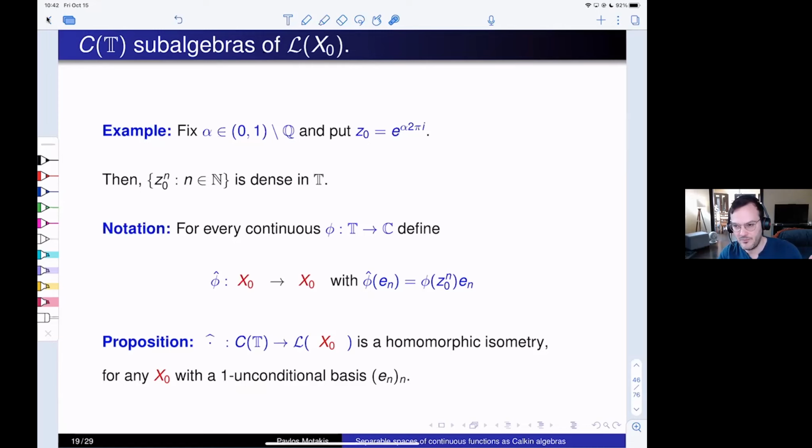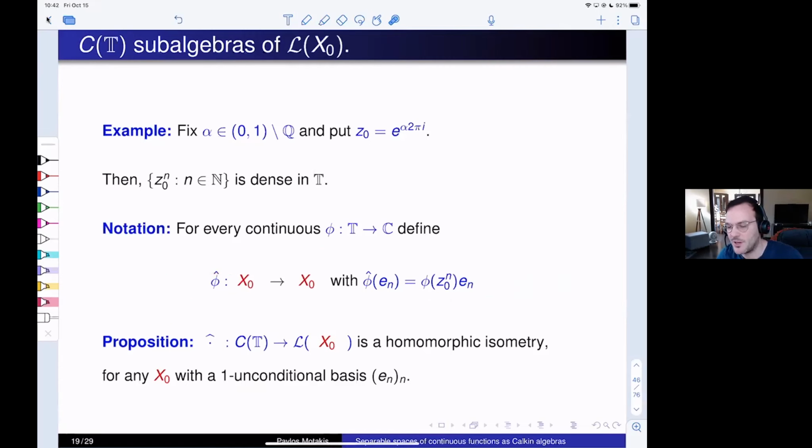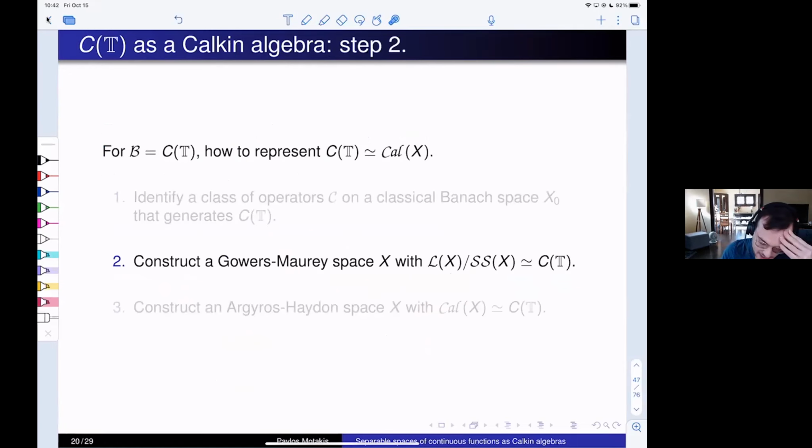Of course, you don't know if this is going to work, but this is a class that you understand as well as possible. And the conclusion is that the class that we need to look at is specifically diagonal operators. We want to understand diagonal operators in a Gauss-Marie type space. Okay, so now that we did that, we want to talk about step two. And we want to define a Gauss-Marie type space so that if I look at all operators on it and I mod out strictly singular operators, what I get is these diagonal operators that generate the C of T Calkin algebra. This is what I want to do.